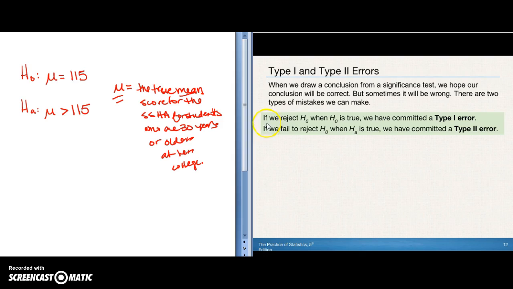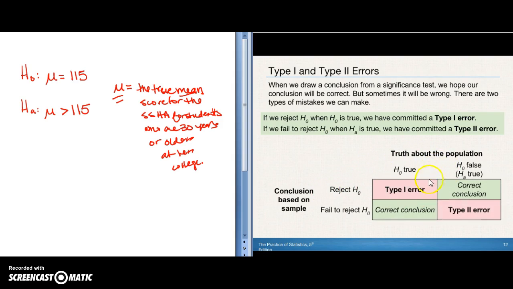Type 1 is if you reject the null when the null is actually true, you've committed a type 1 error. That means, going over here, you don't believe the null, you think it's the alternative, but the null was actually true. Then you've committed a type 1 error. If you fail to reject, so you kept the null when really you shouldn't have, then it's a type 2 error. We'll talk about how we can remember those in class a little bit.